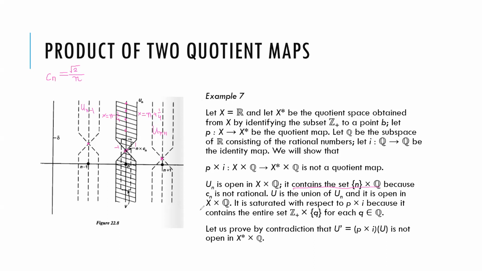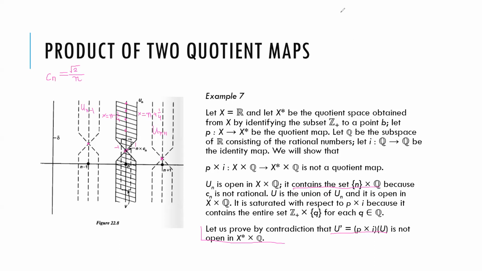And now what we have to do is prove by contradiction that U prime, which equals P cross I of U, is not open in X star cross Q. So we know that U contains Z plus cross q for every q in big Q.